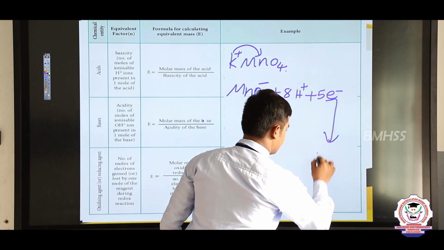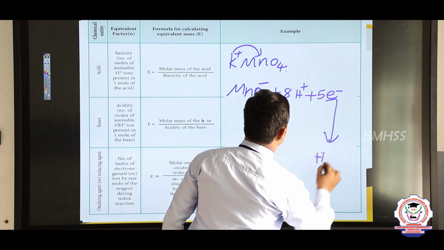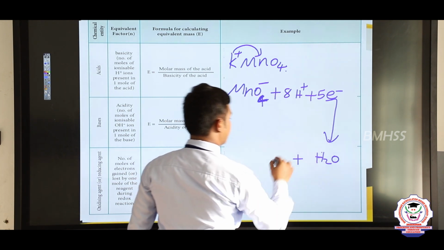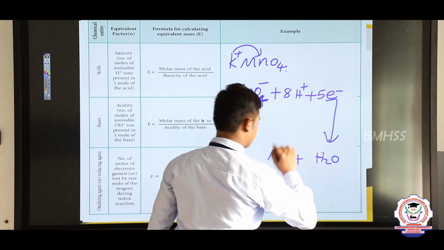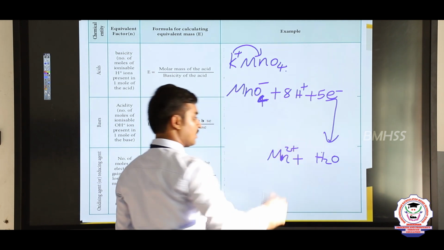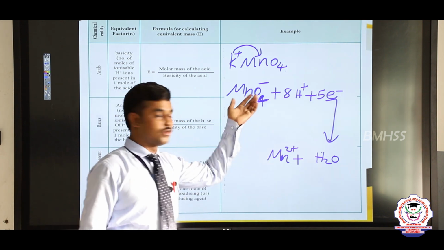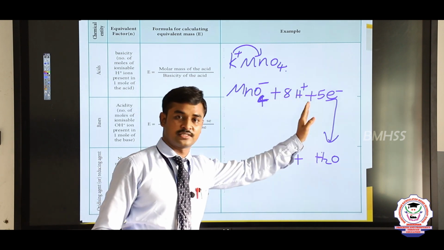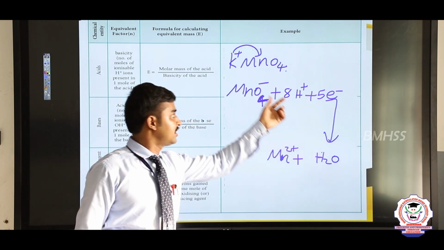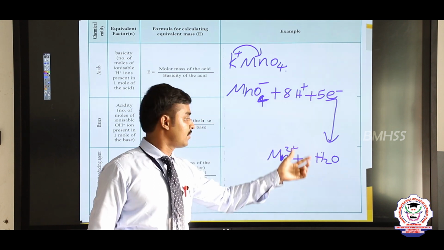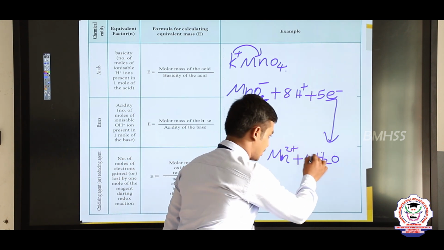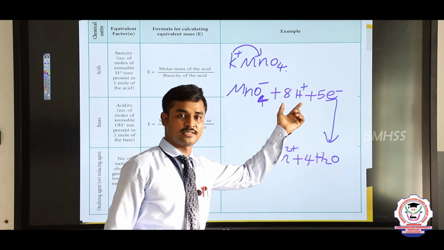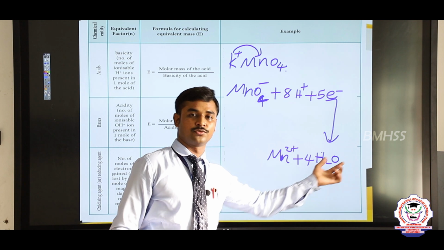to form H2O, water molecules, and Mn2+ alone. The manganese wants to remove oxygen, so it releases the oxygen. The released oxygen reacts with the hydrogen to form water. 8 H+ ions can form 4 H2O water molecules. So 4 oxygen and 8 hydrogen form 4 H2O molecules.